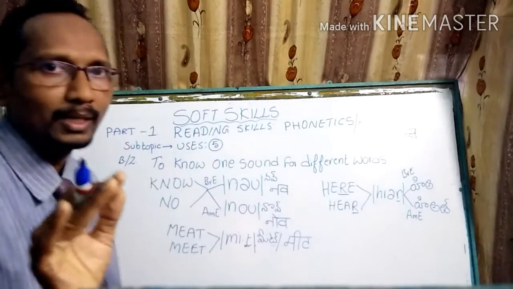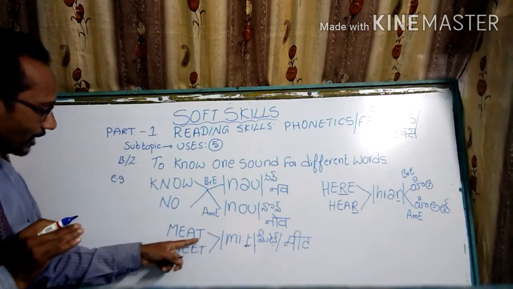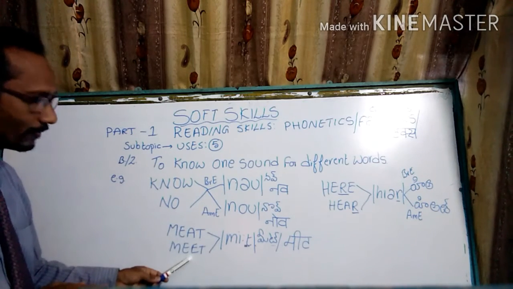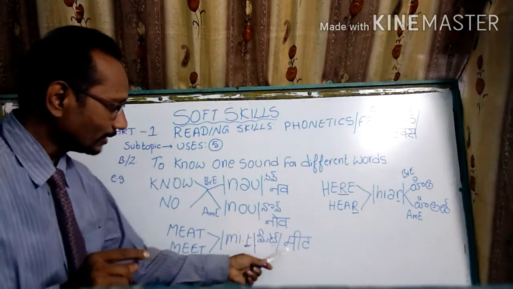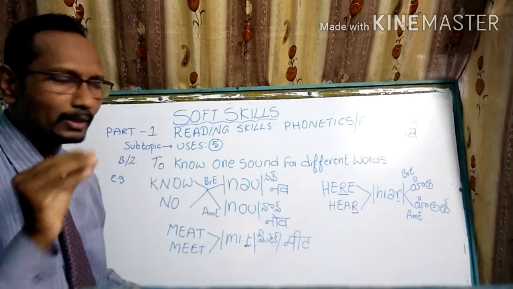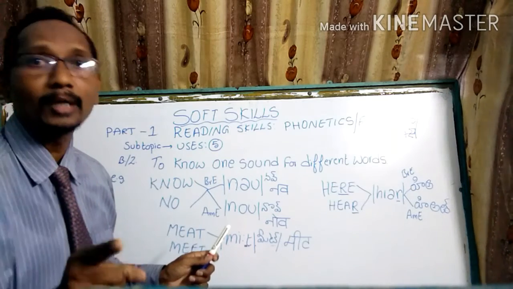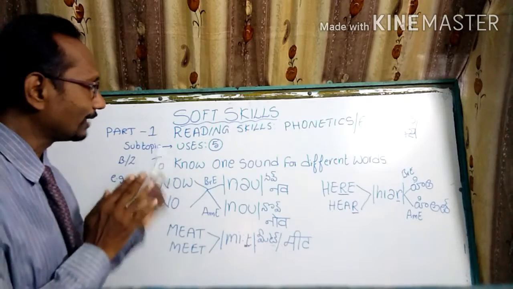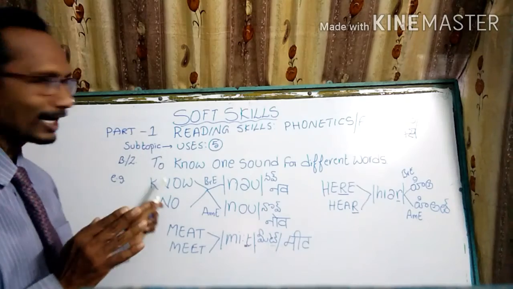My dear students, another example is M-E-A-T and M-E-E-T. These two words are pronounced with one sound, that is "meet". In Hindi also I have written it; you can go through it. My dear students, these are the examples of why you have to learn phonetics. If you want to speak in the original accent, you should develop this phonetic course. So this is the second use.